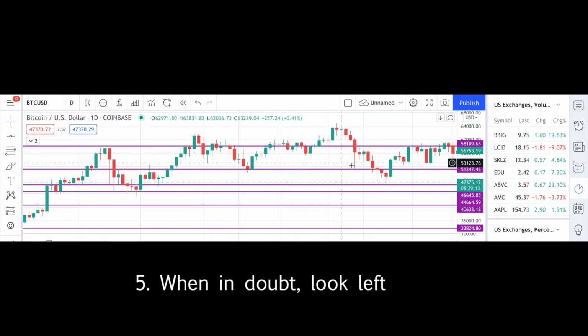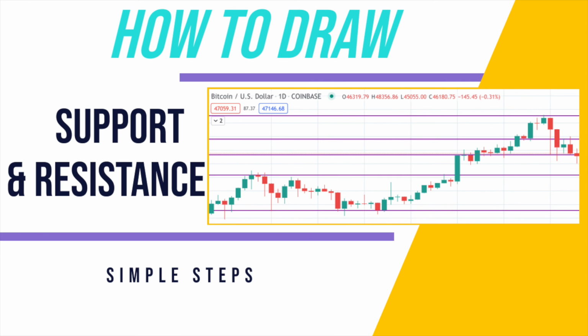But this is also an example of what I said previously. There's no guarantees. Although previously 51,000 was a strong support level, what ended up happening is price broke through it. But it didn't go all the way down. It reversed again, broke through it again, and went back up. So when in doubt, just look left for your support and resistance, and that's all. All right, and I'm out.